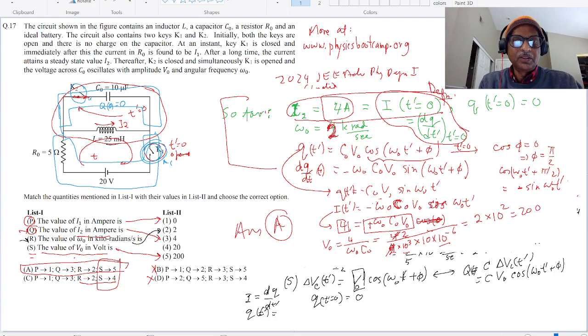If you do any RLC circuit, this is like an RLC circuit with keys, which is a pretty interesting way to ask a lot of conceptual problems. So there are a lot of conceptually good problems here.